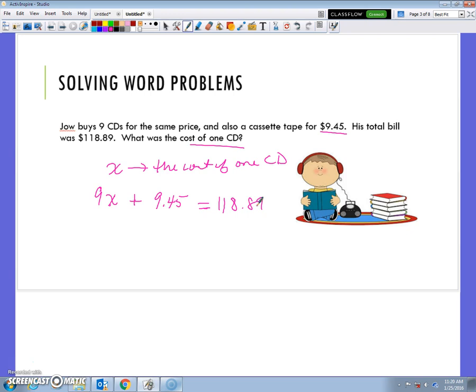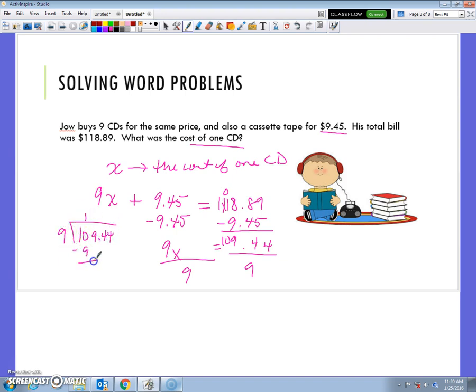Now I have this nice equation to solve, and I can figure out what the cost of one CD was. I'm going to go through my steps of solving equations. This is a two-stepper, so I want to find something to add or subtract first, and multiply or divide second. So I subtract 9.45 from both sides, which gives 109.44, and then I divide both sides by 9. So x, the cost of one CD, equals 109.44 divided by 9, which is $12.16.